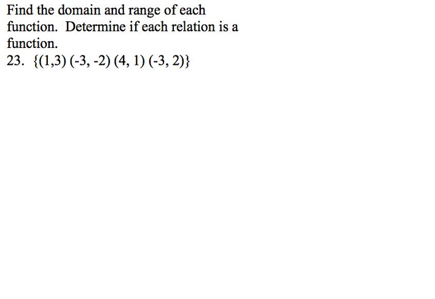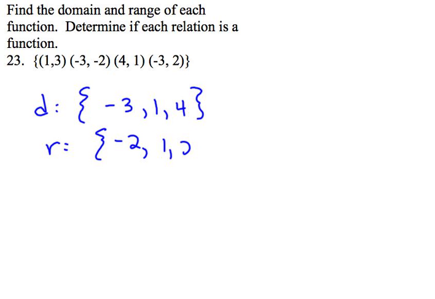Okay, number 23, find the domain and range. Determine if it's a function. Remember that the domain of a given set of points is just the x values, and you should put them in order smallest to largest. So the domain is negative 3, 1, and 4. You'll notice I do not repeat values. The range is negative 2, 1, 2, and 3. Now to determine whether it's a function or not, we look at the x values to see if they repeated. We did have repeating values, so this is not a function.